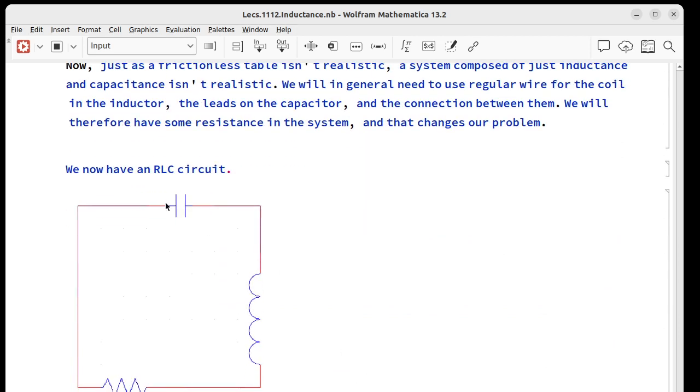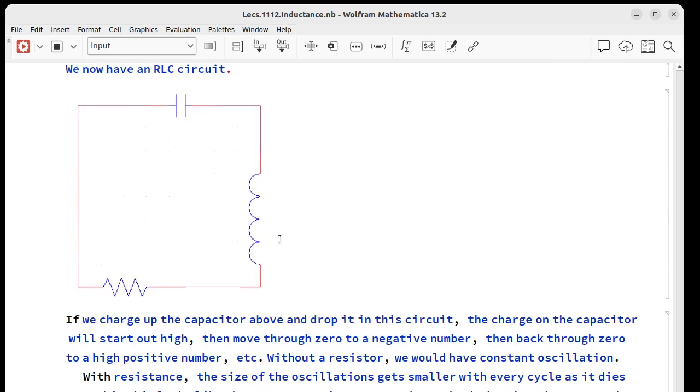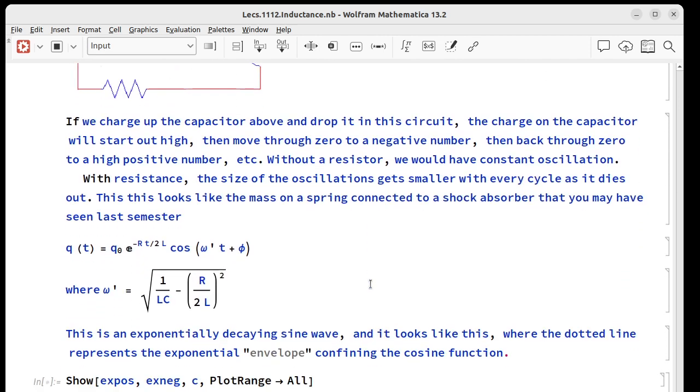Now if we charge up the capacitor and put it in this circuit, it's going to work like it did before, only the size of the oscillations will get smaller with every trip. So instead of just going back and forth forever, it'll still go back and forth, but this green dot here shows you the exponential function. That's called an envelope. That's what's gradually killing this oscillation. So it'll shake the charges back and forth from one side of the capacitor to the other until it finally stops.